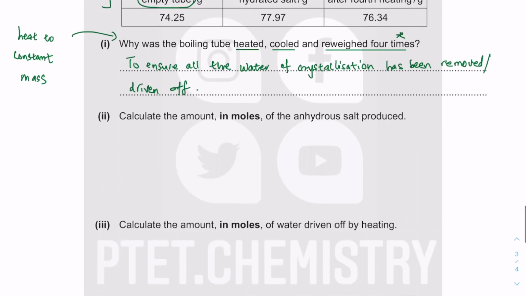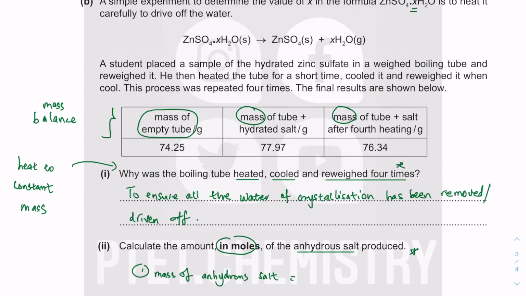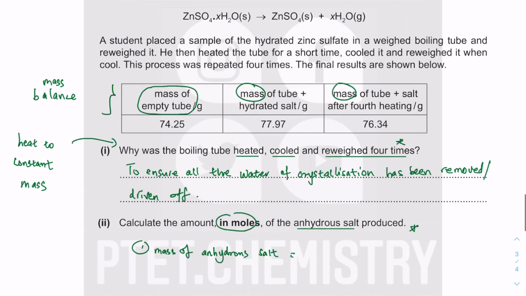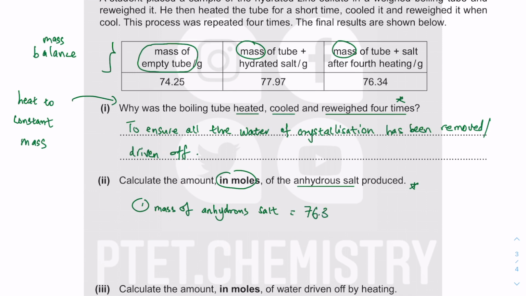Now they want you to calculate the amount in moles of the anhydrous salt produced. So first of all, you need the mass of the anhydrous. The anhydrous meaning all the water has been driven off. So you want the mass of these. This is the result after all the water has been driven off. So this 76.34 is this plus the tube. So to get the mass of this, it has to be minus the mass of the empty tube. So it's 76.34 minus 74.25.